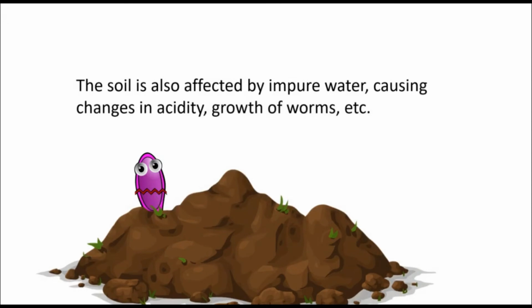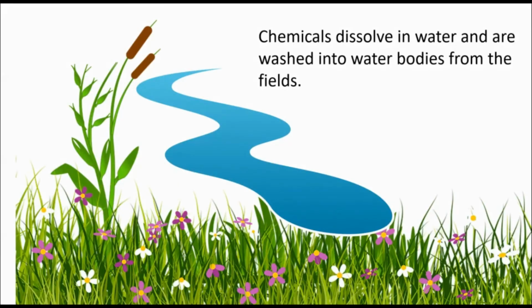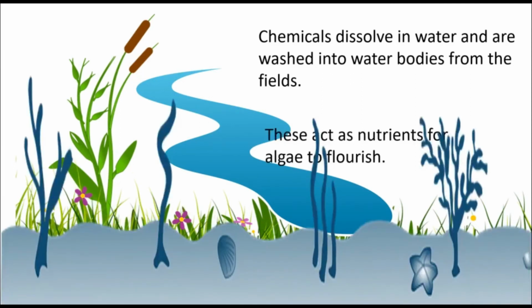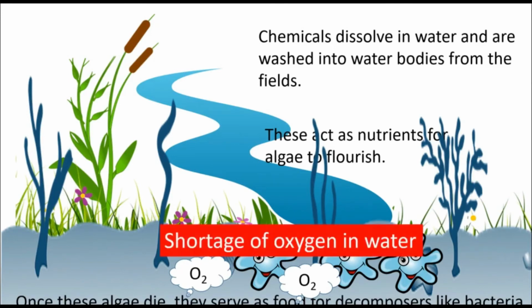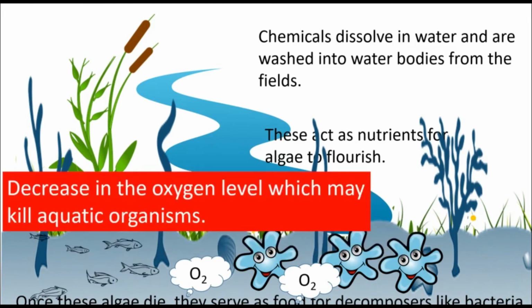Contaminated water will also flow into the fields, and the unwanted plants in the water such as algae use those pollutants as their food and they grow. But once they die, they become the food for bacteria. In this process, more oxygen is consumed and the oxygen in the water becomes less and less. There will be a shortage of oxygen in water, and the decrease in oxygen level may kill aquatic organisms.